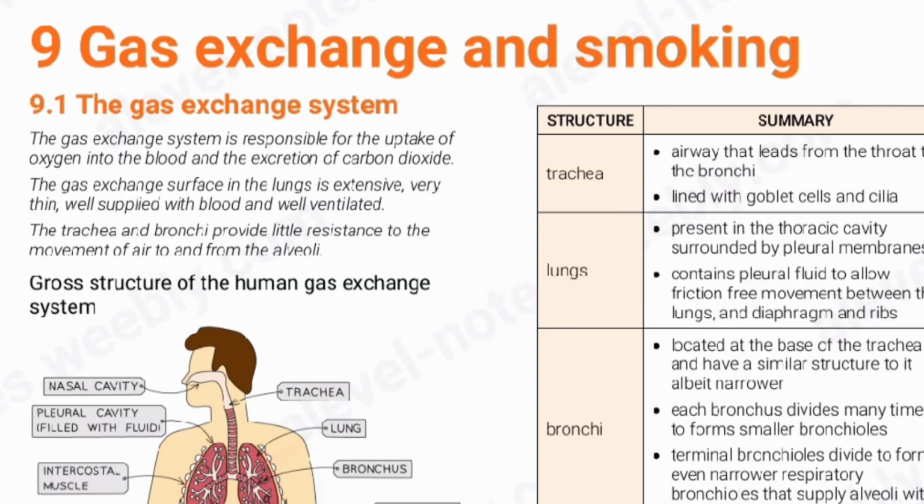Then we have the alveoli. These are the main site of gaseous exchange in the lungs. Then you have the capillary network. We talked about this: an extensive network of capillaries surrounds the alveoli. So how does the air move? It moves from the trachea to the bronchi, then from the bronchi to the bronchioles.